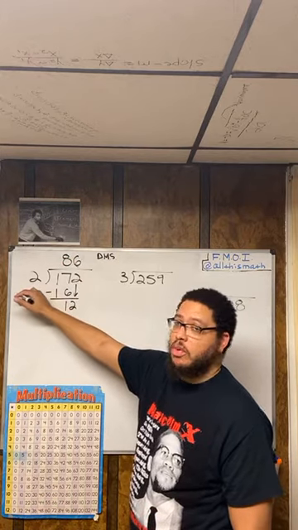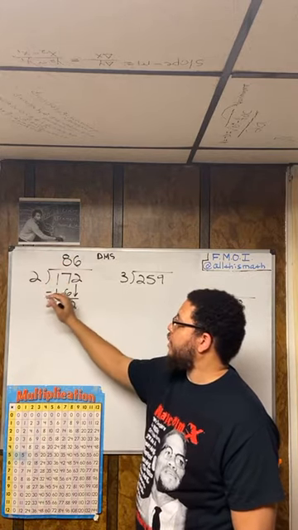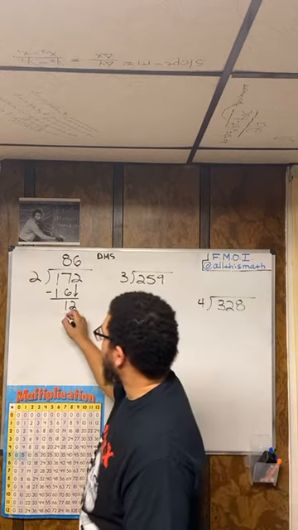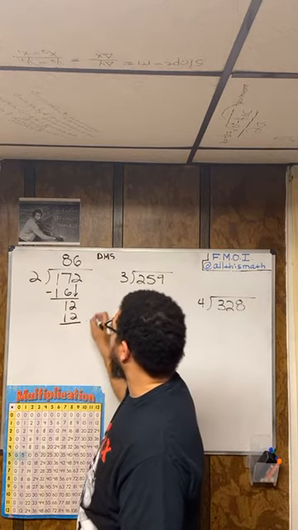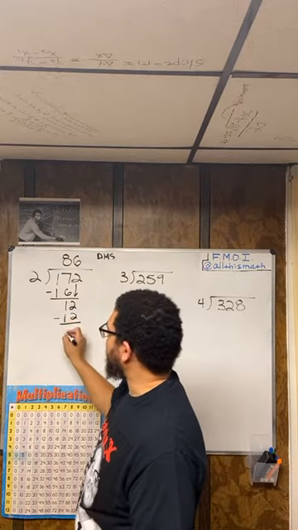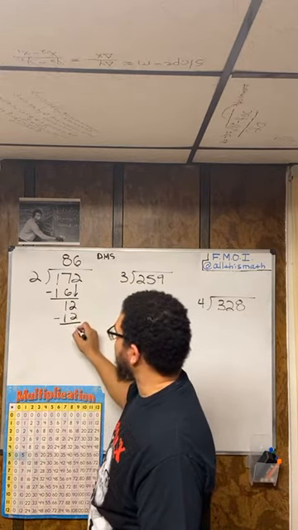Just like before, we multiplied the 2 by the 8 to get 16. Now we multiply the 2 by the 6 to get 12. And we write that underneath of this 12. And then the S stands for, of course, subtraction. So then we're going to do minus, and 12 minus 12 is 0.